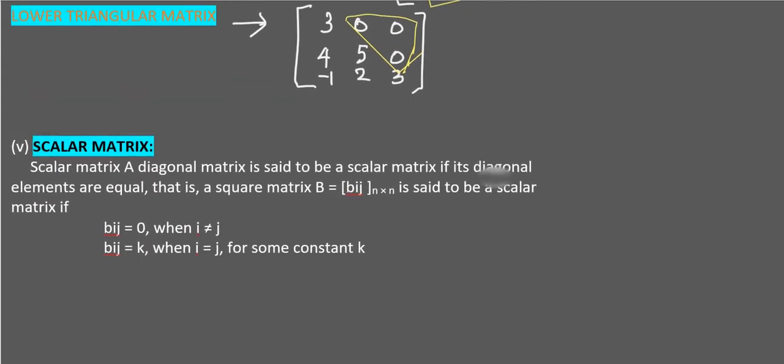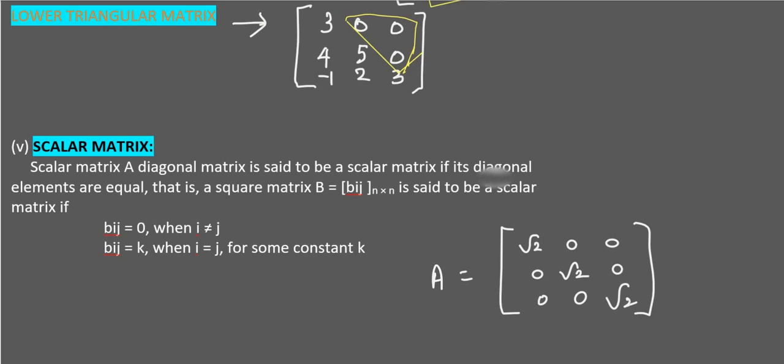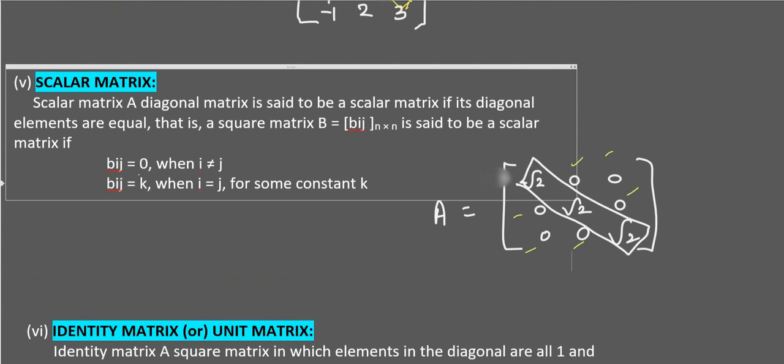Next, coming to the scalar matrix. The scalar matrix is a type of diagonal matrix, but here the elements along the main diagonal are all equal, √2, 0, 0, 0, √2. Then we say that the given matrix is a scalar matrix. Either this is called the principal diagonal or the main diagonal. So the elements along the diagonal are all the same. For i not equal to j, the elements are all 0. But for bij is equal to k, k is a scalar, the elements are the same, then we say it is a scalar matrix.